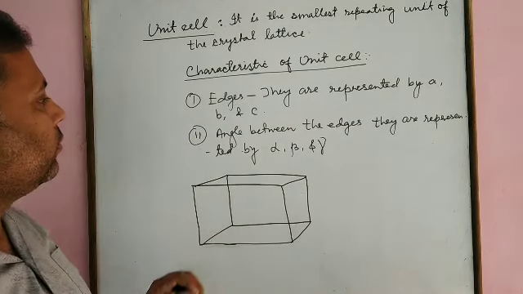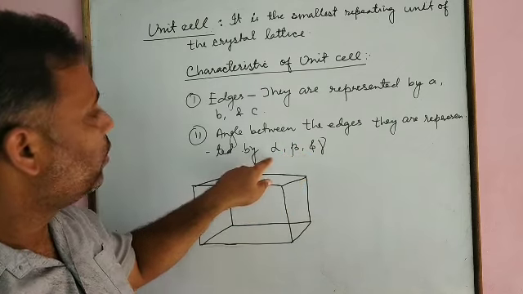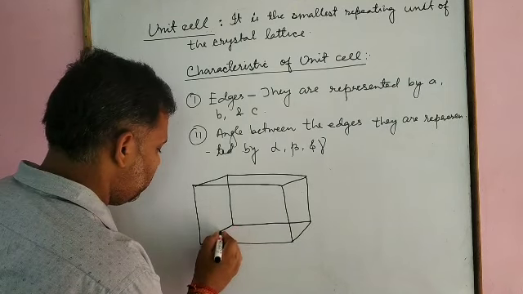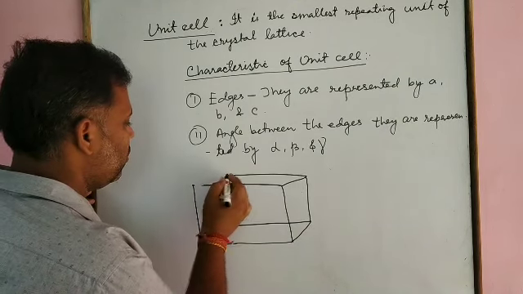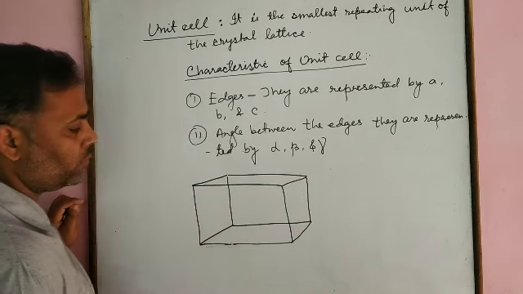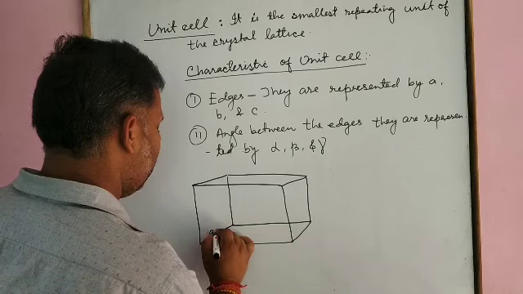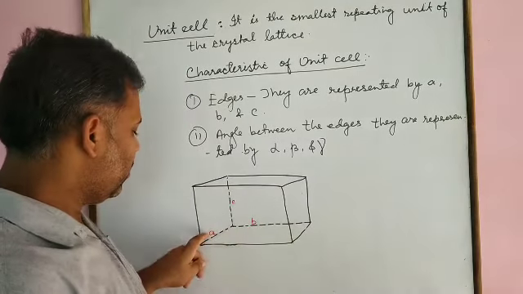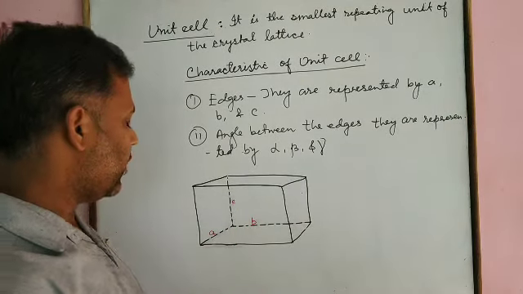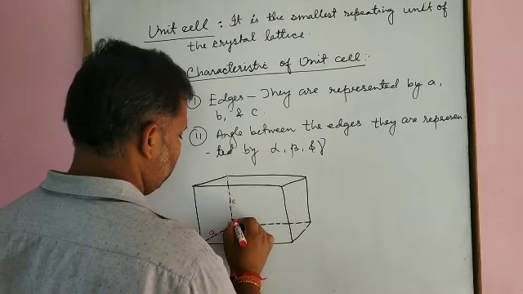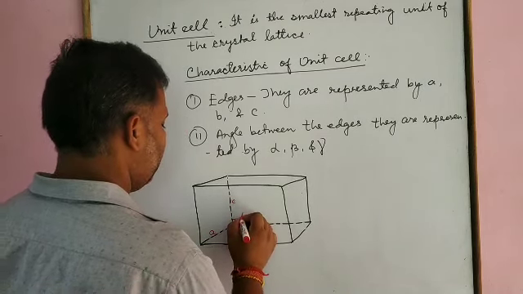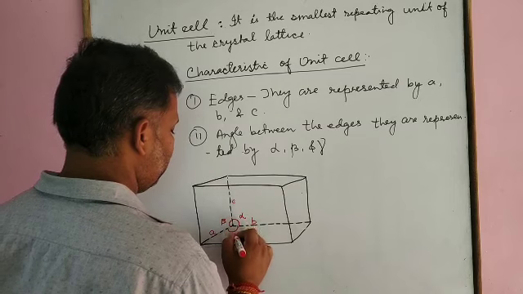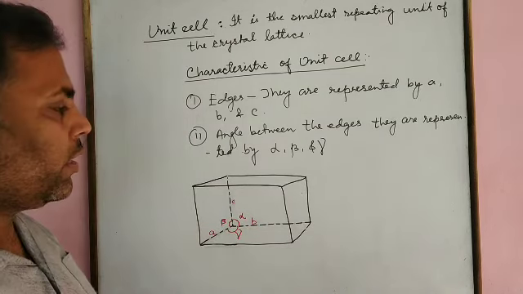How we will represent the sides and how we will represent the angles between the sides. Let us see. This one is side A, this one is B and this one is C. Let us represent the sides A, B and C. And to the next we will represent the angles. This one is alpha, this one is beta, and this one is gamma.